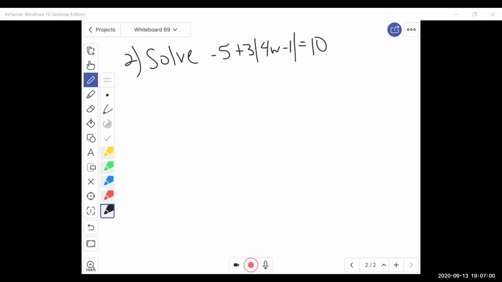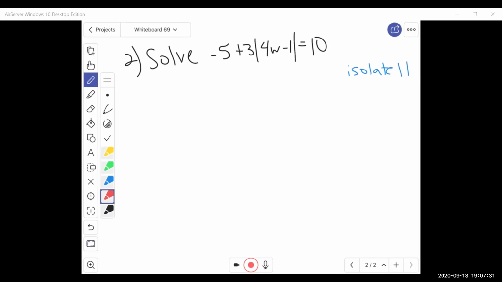There you go. The first step is to isolate the absolute value. That means we need to get the absolute value all by itself on one side. Is the absolute value currently all by itself? No, it is not, because we have these numbers on the outside. First, let's start with what's furthest away. The furthest away is the minus 5. Notice this is minus 5 plus, so this is really subtracting 5.